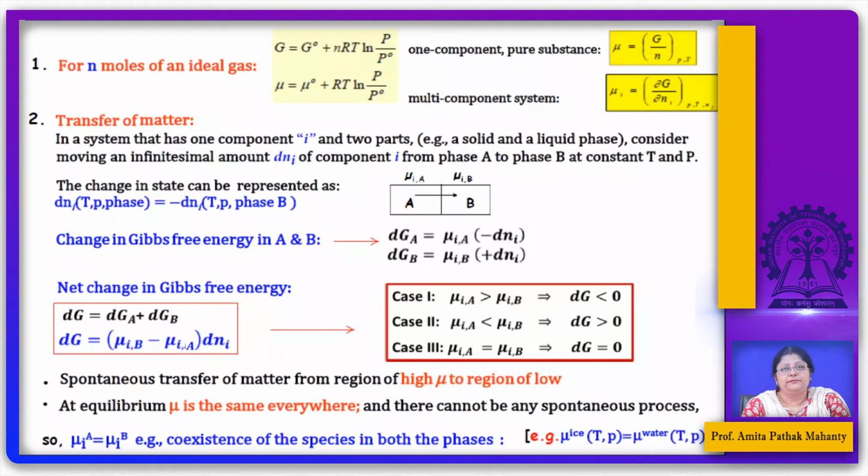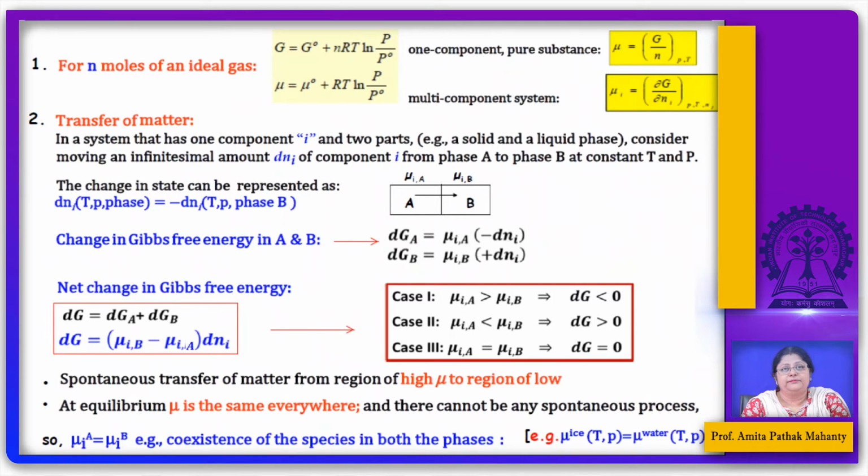Since the species is getting transferred from A to B, A is giving up some amount of the number of moles, so there will be a decrease in the number of moles on this side. So I can write the change in G of the species equal to the chemical potential of i into the change in number of moles. What is the change in number of moles? It is minus dNi. That is, a small change means dNi. A very small amount of the ith species is getting transferred from section A to section B. And the change is represented as the number of moles of the ith species lost by phase A equal to the number of moles gained by phase B.